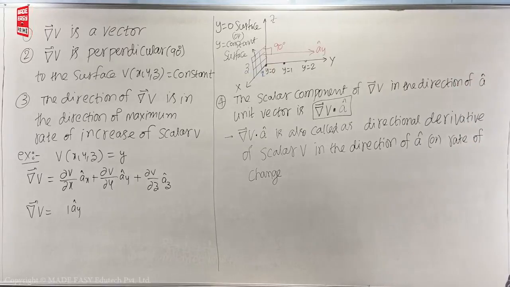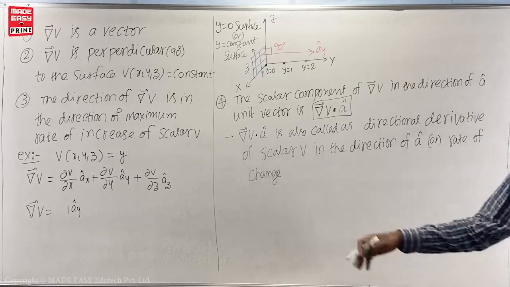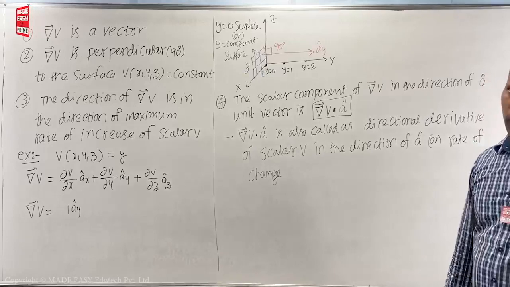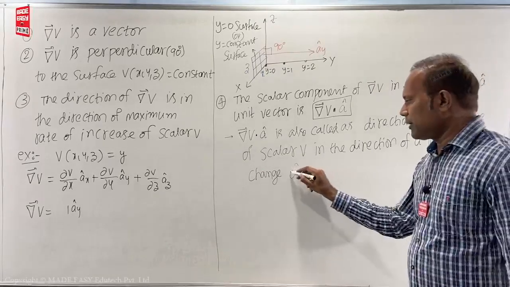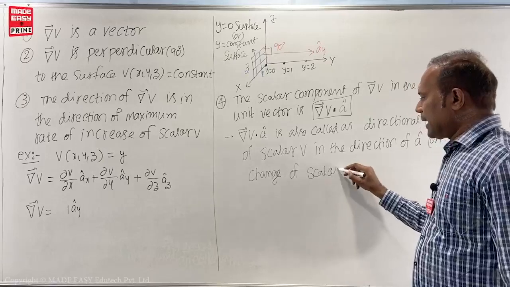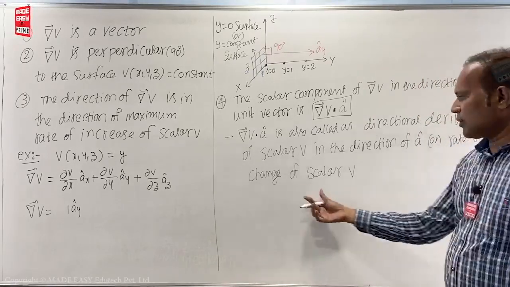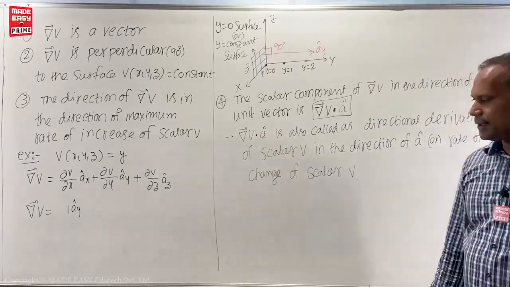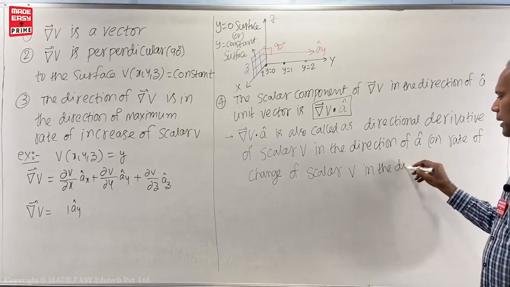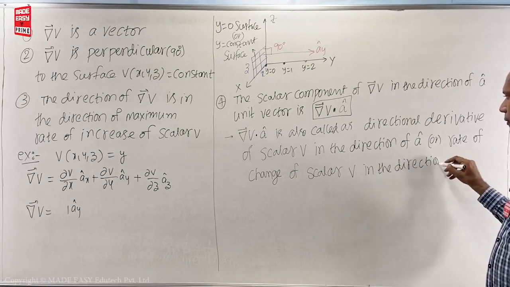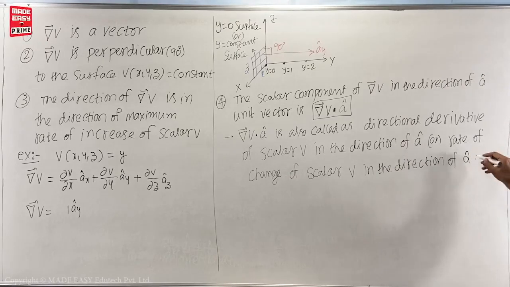In some books they write space rate. Space rate means space variables are x, y, z. So rate of change of scalar v, that means grad v, in the direction of a cap.